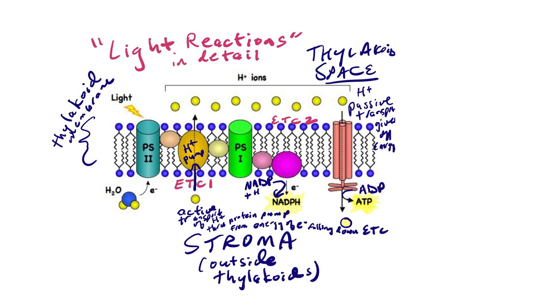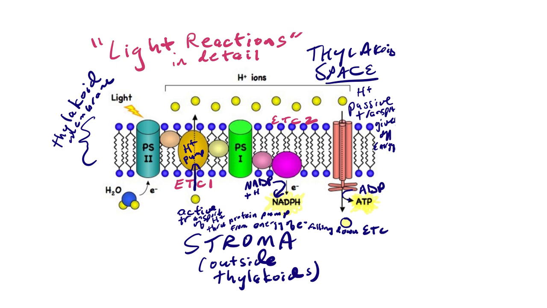Now this side of the thylakoid membrane right here is the space inside the thylakoid coin. It's called the thylakoid space. And this side right here, on this side of the membrane, is the stroma.